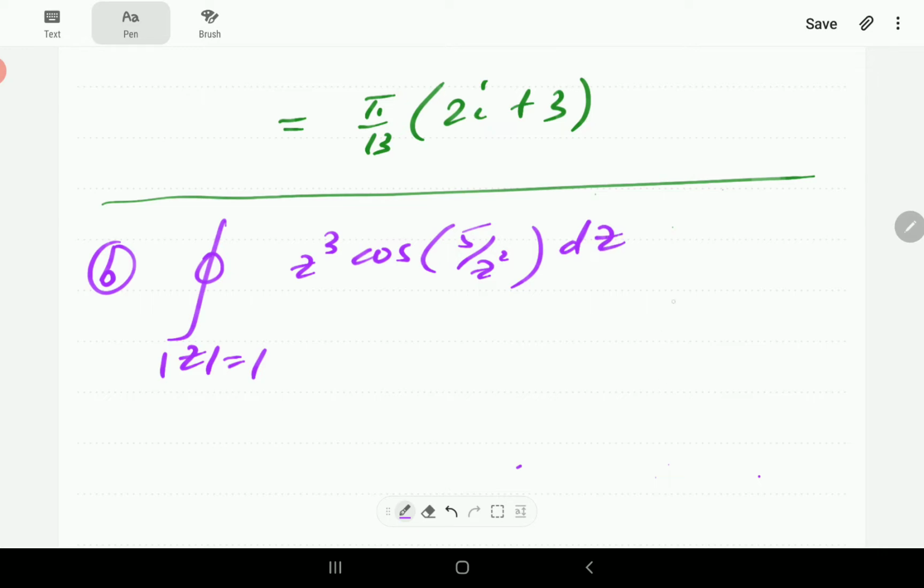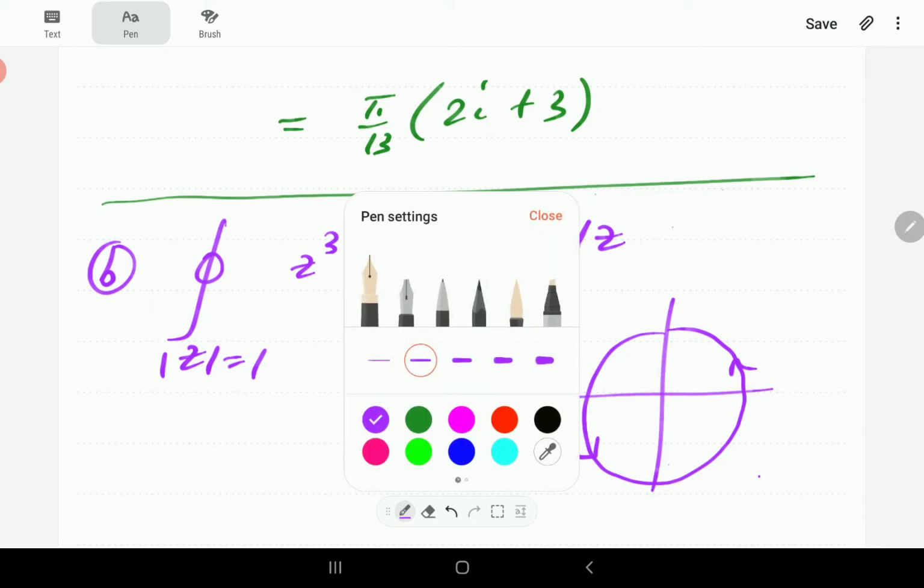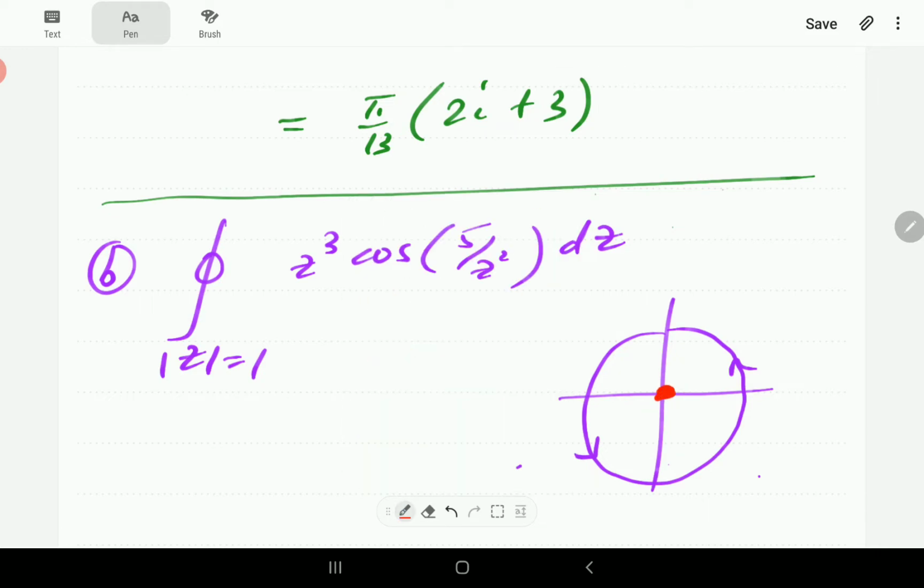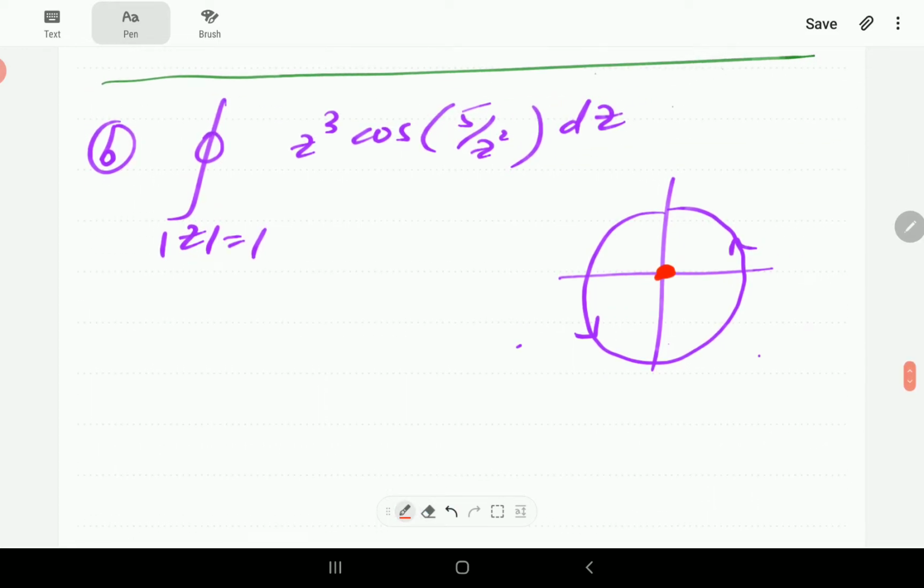So here clearly z equals 0. So that is our contour, the unit circle centered at the origin. The singularity is at the origin because this term is going to be singular when z equals 0. So that's clearly inside. So we just need to find the residue of this function at that point. Now, first question is, what type of singularity do we have here?